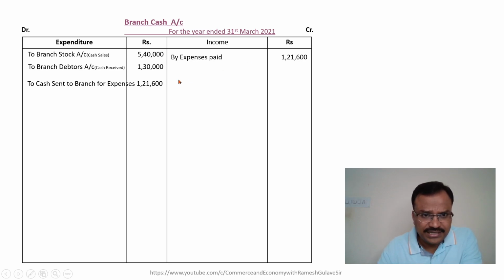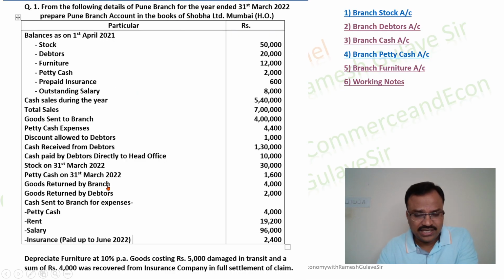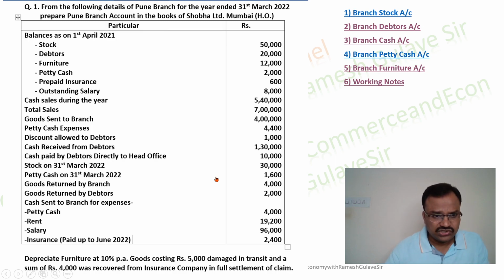So the effect for this cash received from head office is given here on both the debit side and the credit side, right? Now let us see if there is any point related to the cash account. So here cash sent to the branch is over. In additional information, depreciate furniture is over.